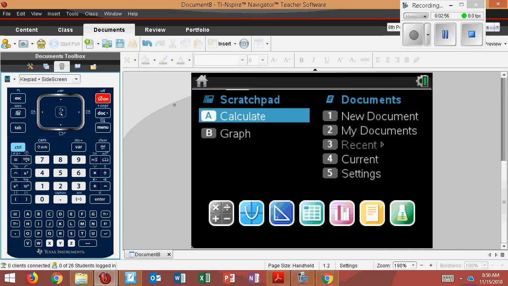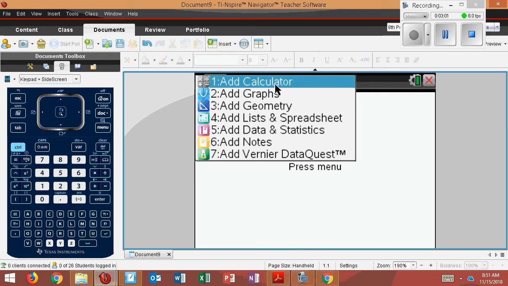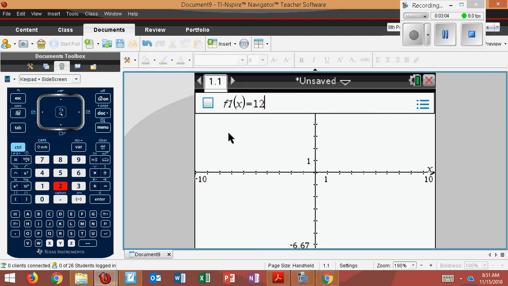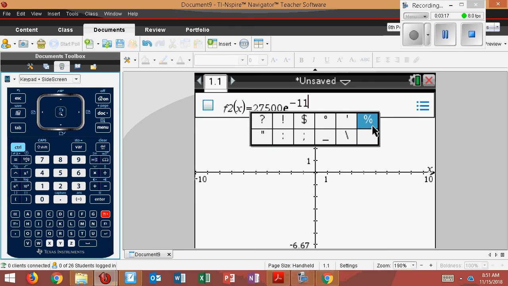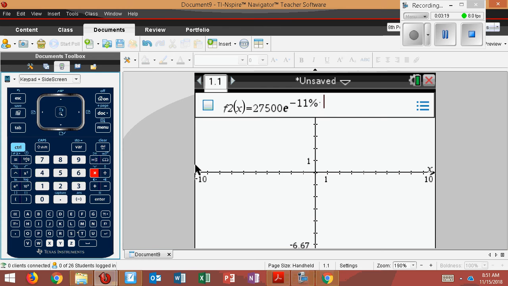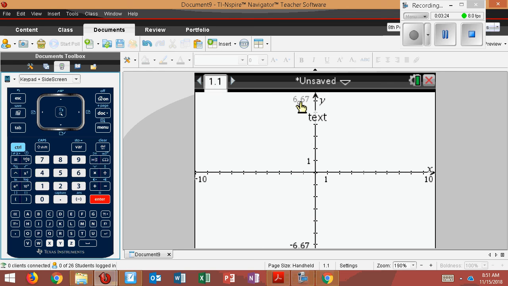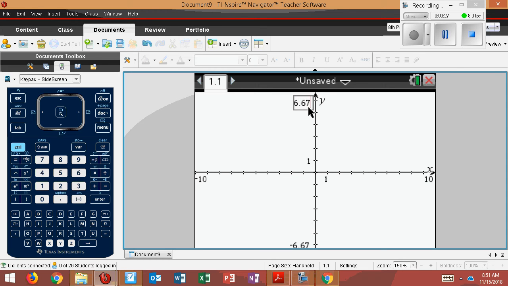So I'm going to come back over here and go to graph. The first equation was 12,000, the left side of the equation. The right side was 27,500 times e to the power of negative 11% times x. Right now, I can't see the graph, so I need to change the window up here. I'm going to change this from 6.67 to 27. The value is 27,500, so I'm going to go above it. I'll just say 30,000.